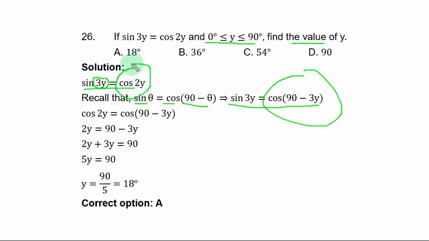This is also cosine. You can see that sin 3y equals sin 3y, so you equate the other sides and you have this result. By the time you equate cosine, you have 2y equal to 90 minus 3y. If you transfer minus 3y to the other side, you have this result. If you add, you get this. Divide both sides by 5 to get y. Y is equal to 18 degrees. A is the correct option.